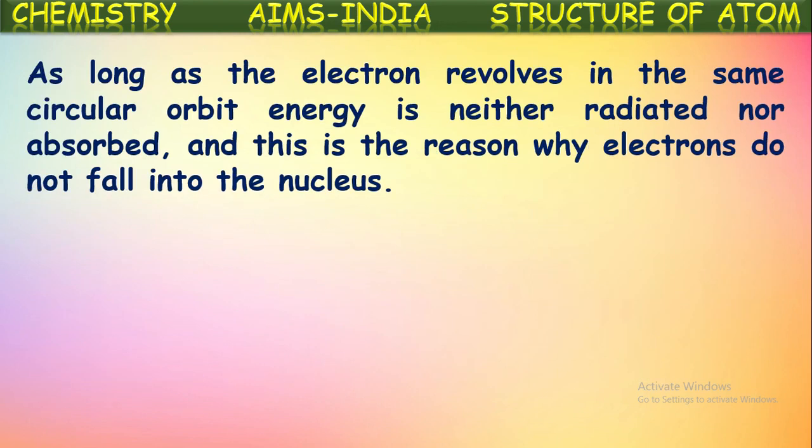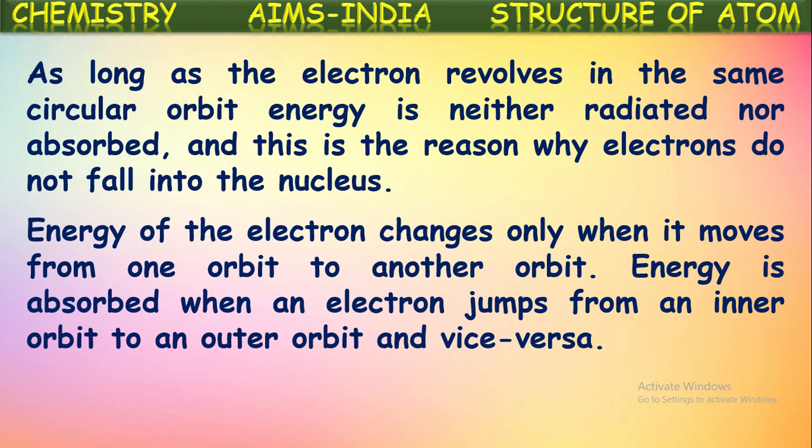As long as an electron revolves in the same circular orbit, energy is neither radiated nor absorbed by the electron. There will be a fixed, definite energy. Until and unless it is revolving in the same orbit, its energy won't change. It neither gains energy nor loses energy. And this is the reason why electrons do not fall into the nucleus. As these electrons are not radiating or gaining energy, they will be continuously revolving in the same orbit and not falling into the nucleus.